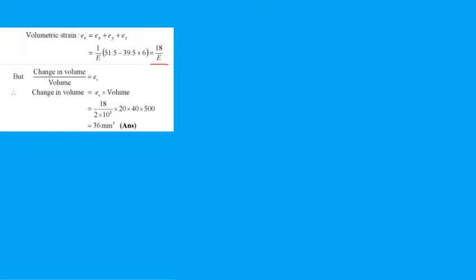Young's modulus given is 2 into 10 power 5, and the total volume of the given object is 20 into 40 into 500. After simplification we got the change in volume as 36 millimeter cube.